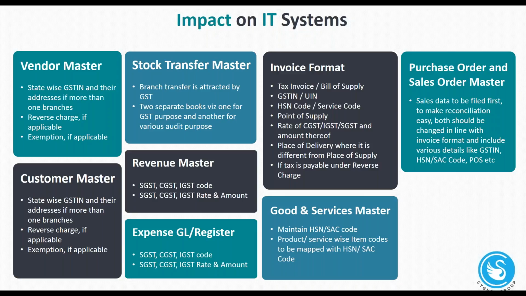And then if tax is payable under reverse charge, the invoice should again contain the detail that it is payable under reverse charge. Purchase order and sale order master: sales data to be filed first. To make reconciliation easy, both should be changed in line with the invoice format and include various details like GSTIN, HSN, SSC code, point of supply, etc. Whatever we have mentioned and discussed earlier.